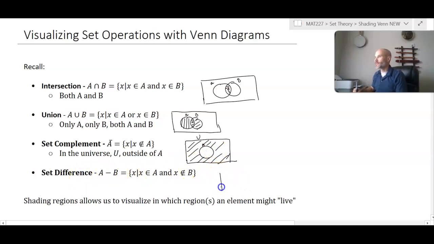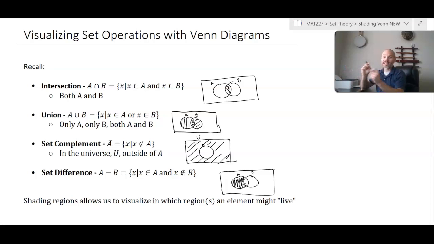And then the set difference is the set of all elements that are in A and that are not inside of B. So what you can think of that as being is that's basically just A. A minus B, or the set difference between A and B, is the elements just in A. If we did B minus A, all the things in B and not in A, that would be B only.